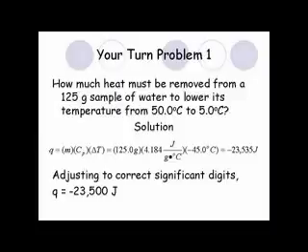Our value is negative 23,535 joules. The degrees Celsius and grams cancel, so we know we set up our equation correctly, and then we just want to adjust this to the correct number of significant digits. So Q would equal negative 23,500 joules.